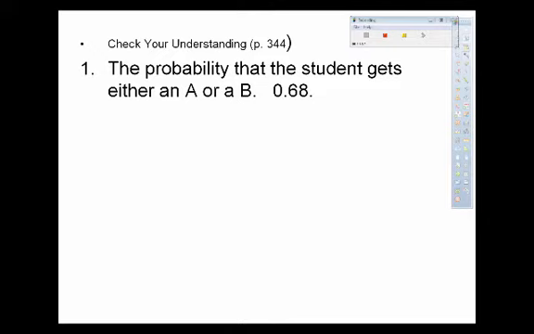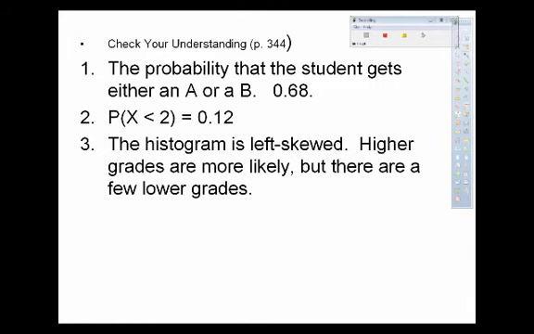Okay, that is P(X < 2). Now remember that it's not equal to, it's below a C. Got a grade worse than a C. A C is 2. So make sure you understand the difference between less than and less than or equal to. Okay, and if you made the histogram it should have been left skewed. Higher grades are more likely, but there are a few lower grades.